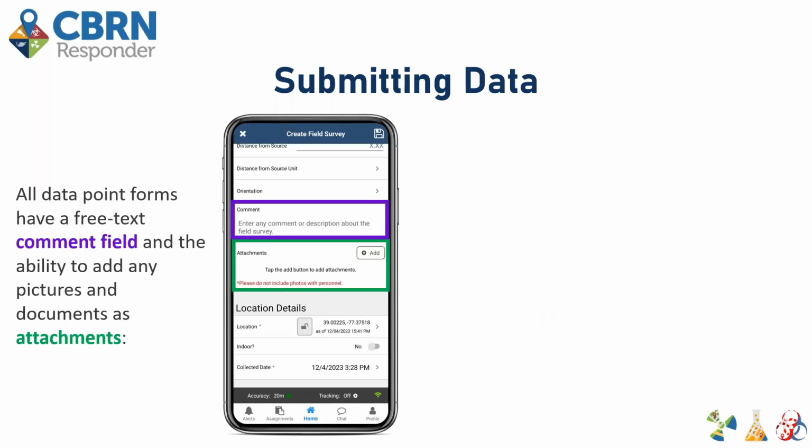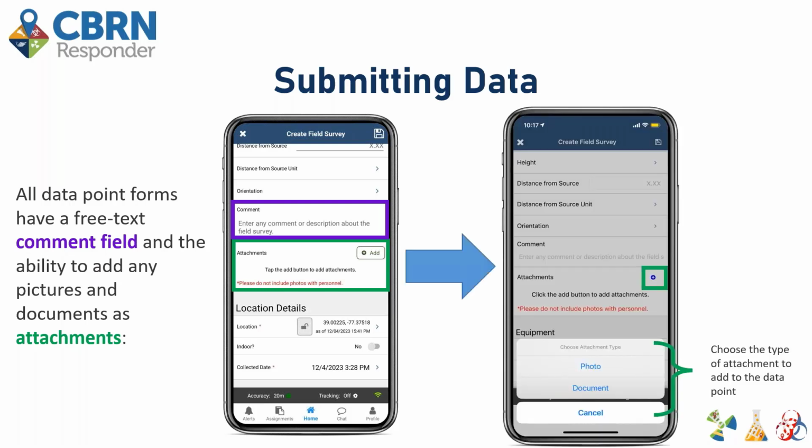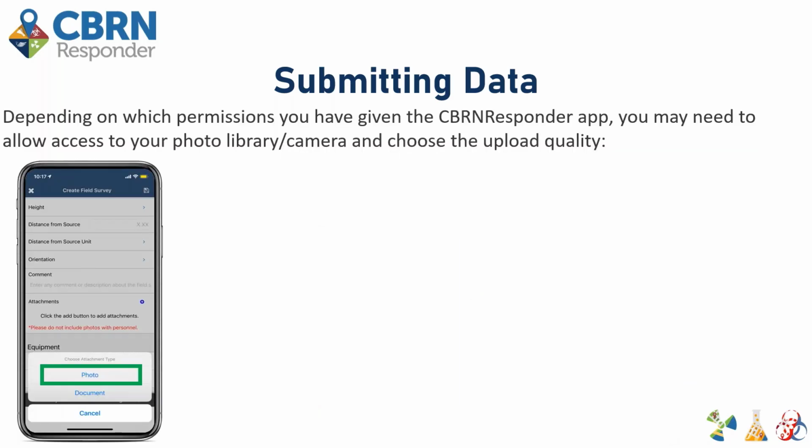At the bottom of every data point, you'll see a free text comment field and the ability to add any pictures and documents under attachments. If you want to add an attachment, you can select the add or plus icon and you'll choose the attachment that you want to add, either a photo or a document. Depending on the permissions that you grant your CBRNResponder app, you may have to go into your device settings to grant it access to your phone's photo library or camera.